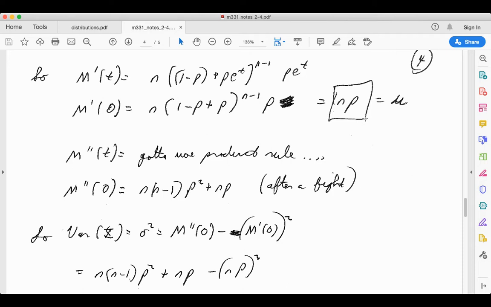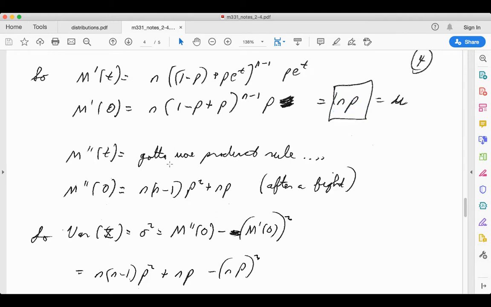Which should totally make sense. If something has a p chance of success each time, you try it n times, then you'd expect to be successful n times p of the time. Like if the chance is 50%, then try it n times, 50% of n is half of the number of trials. It seems to fit intuition.